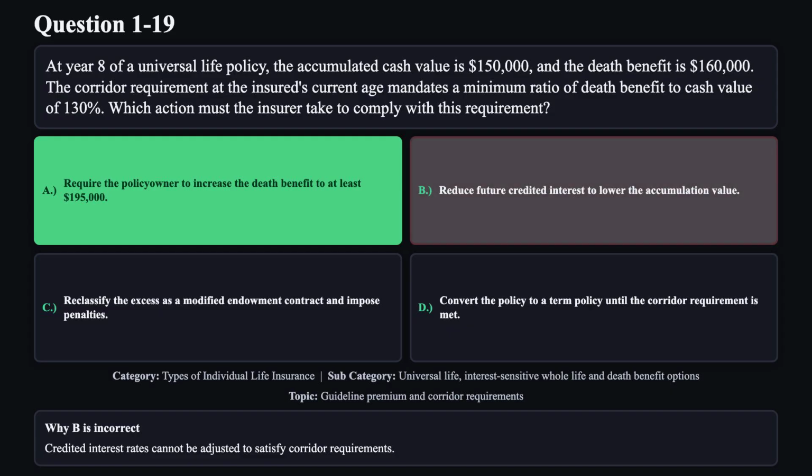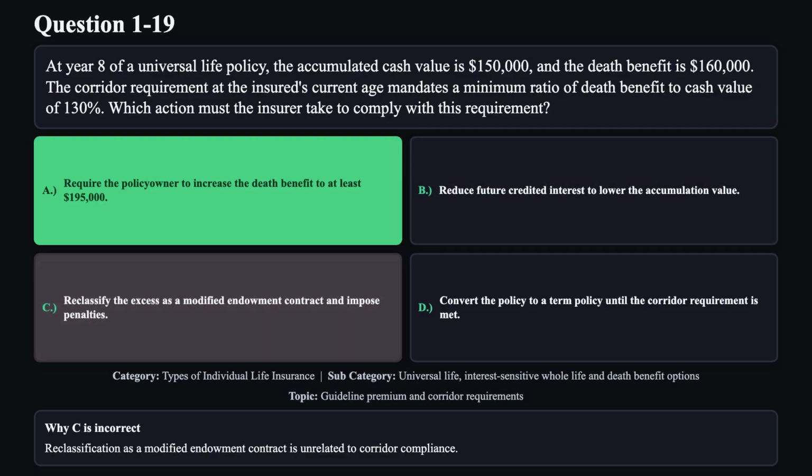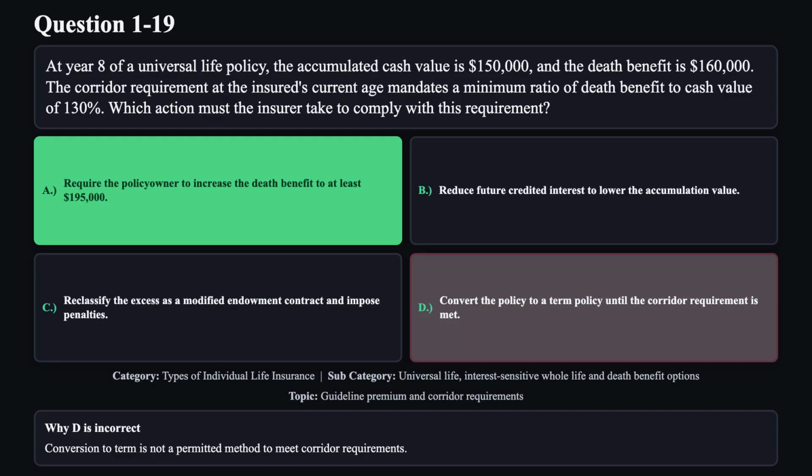Reason B is not correct. Credited interest rates cannot be adjusted to satisfy corridor requirements. Reason C is not correct. Reclassification as a modified endowment contract is unrelated to corridor compliance. Reason D is not correct. Conversion to term is not a permitted method to meet corridor requirements.